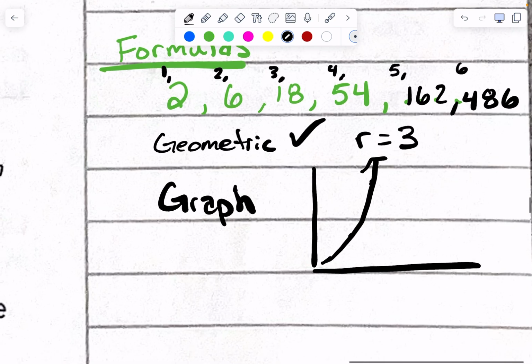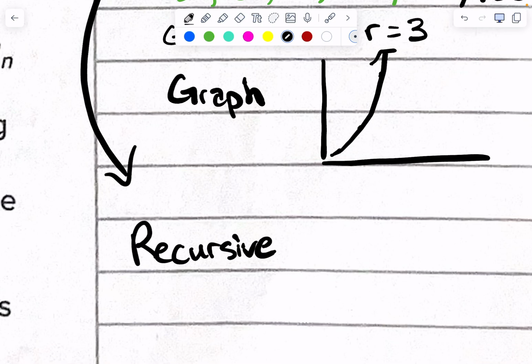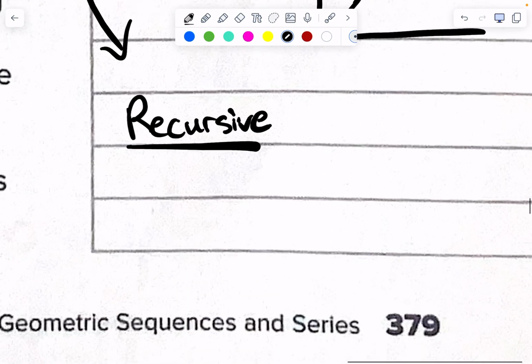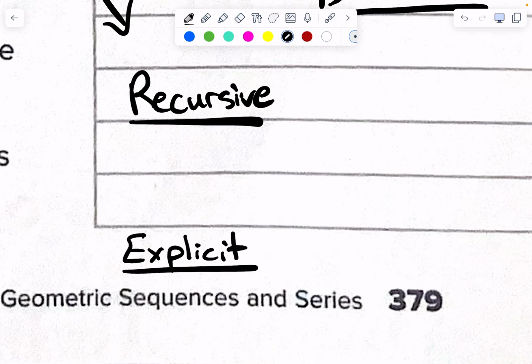Okay, all right, ready for formulas? Here's the last thing to add: formulas. There are 2 different formulas that you can write for the same pattern. The first one is called a recursive formula. This is the hard part, you need to listen. There's a recursive formula, and then there is something called an explicit formula. The explicit formula is harder to write, but it's easier to plug numbers into.